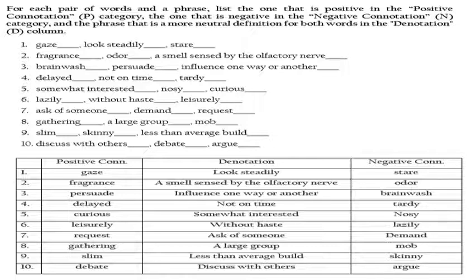Brainwash, which is not good. Persuade, you convince someone with the evidence. Influence one way or another. So, denotation: influence one way or another. Persuade is the positive, and brainwash is the negative connotation.